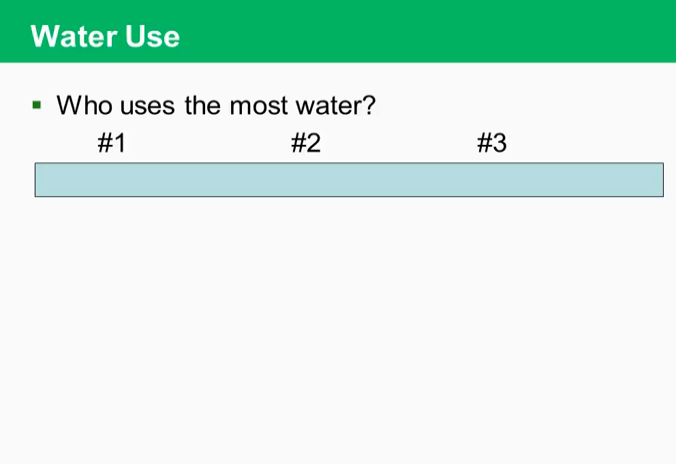Welcome to the lecture on water use. We're going to discuss today how we can start using water more sustainably, some solutions.